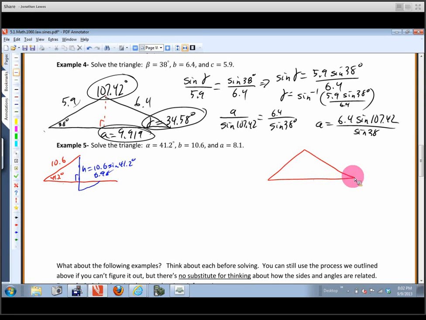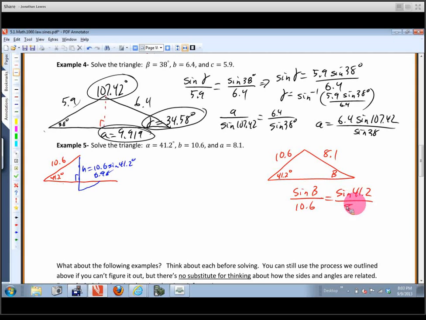And let's go ahead and solve this. So this is going to be 41.2 degrees. This is 10.6, and this side over here was 8.1. And let's find this angle right here. Again, that was side B, so we're going to find beta. So the sine of beta over 10.6 should be equal to the sine of 41.2 over 8.1.